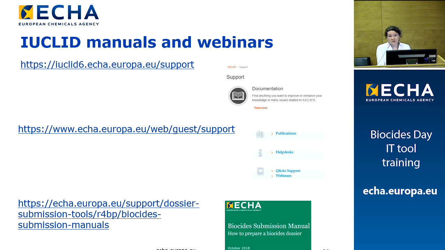On the Euclid website, we publish some manuals, and also we publish the training materials. So also the materials from today, the presentation, the demo, the data sets needed for the exercise and the instructions for the exercise, and the recording of this presentation will be published there. And then on the ECA website we have the manuals and the webinars, and I would like to recommend that you see the updated Biocides submission manual. It was updated on the 1st of October, and this is relevant for 6.3.